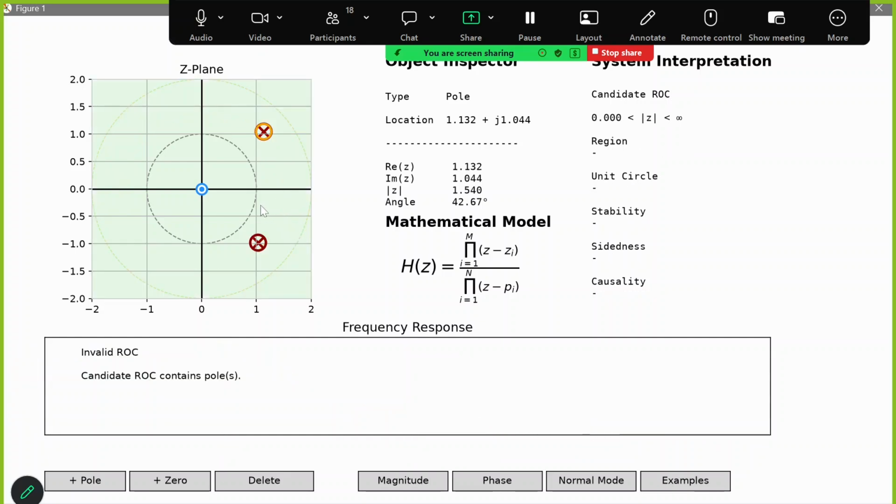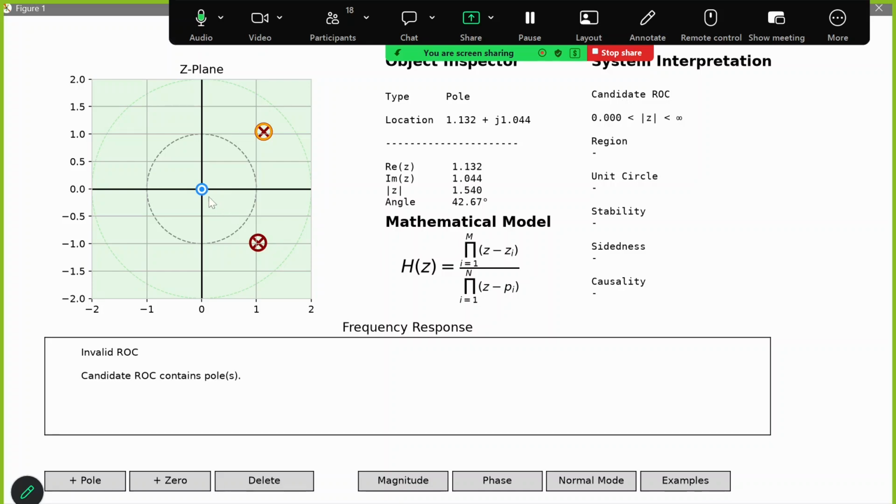I think it's possible, sir. Maybe. Well, if it's stable, that means the unit circle must be included. If this is stable, the ROC should include the unit circle. If it's causal, that means the ROC should also include infinity. So it's actually going upward.